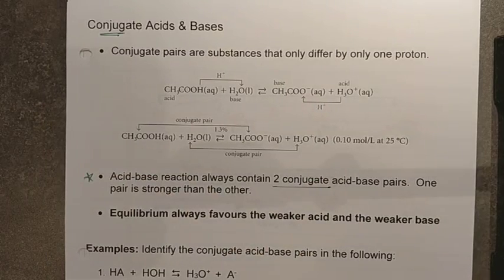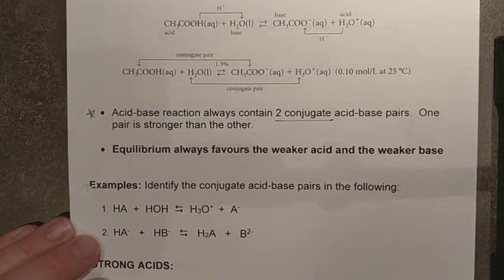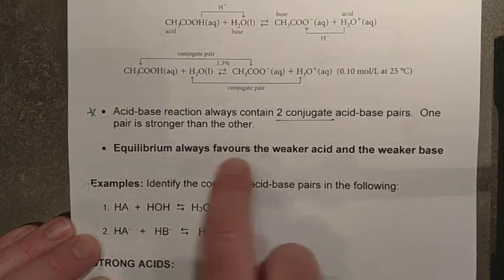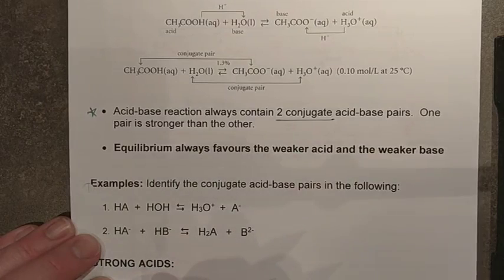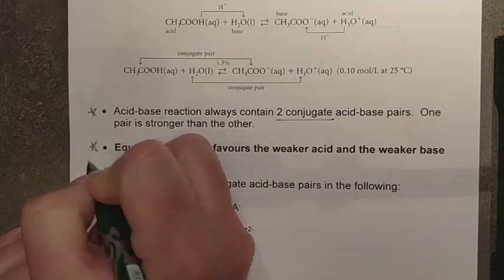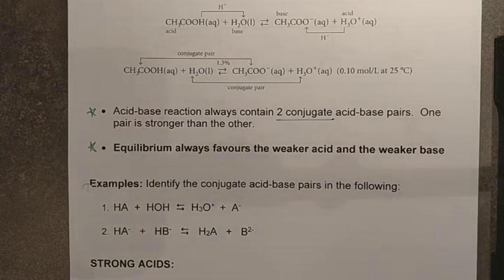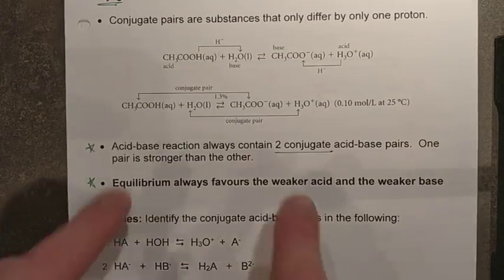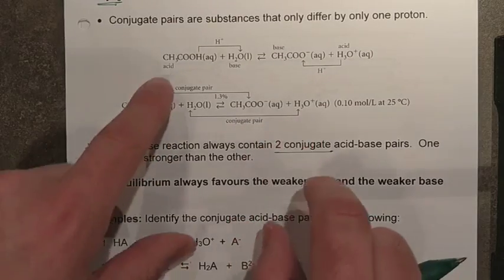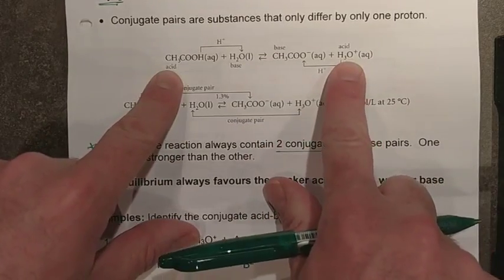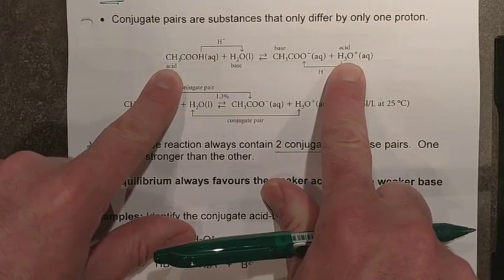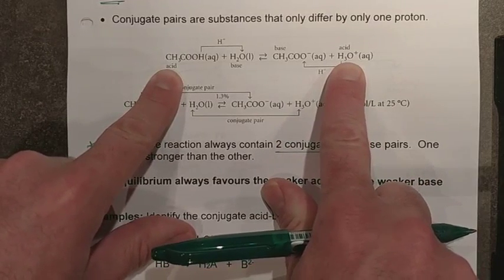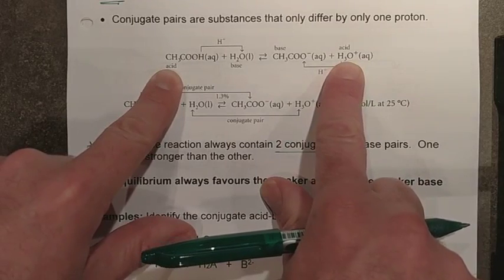And we can use the relative strength of the acids, which we'll get to in a table in our data booklet shortly, to predict where equilibrium will lie. But the equilibrium position will always favor the weaker acid and the weaker base. So, where does equilibrium lie? Well, if we take a look at this one, you have two acids, acetic acid and hydronium. Which one do you think is the stronger of the two acids?